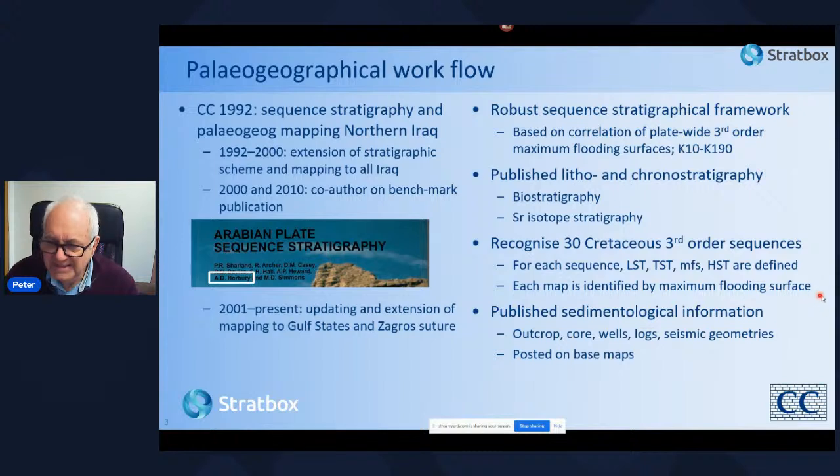Each map is identified by the maximum flooding surface which the third order sequence contains. We also integrate published sedimentological information from outcrop, core, wells, logs and seismic geometries, and these are all posted on base maps. Also we undertake confidential studies where we integrate clients' confidential data into these maps. Those maps are not available for public sale and are only produced at the client's request.